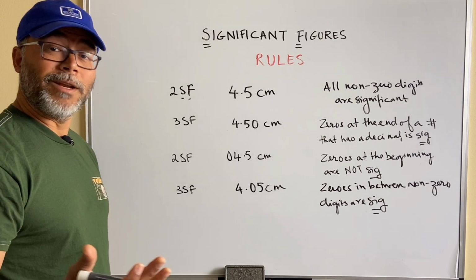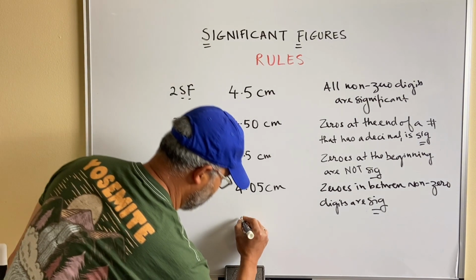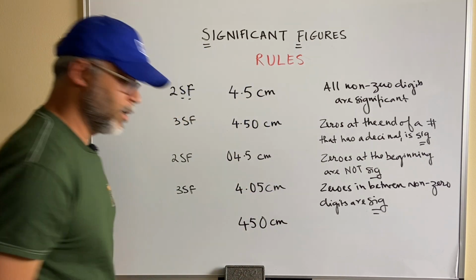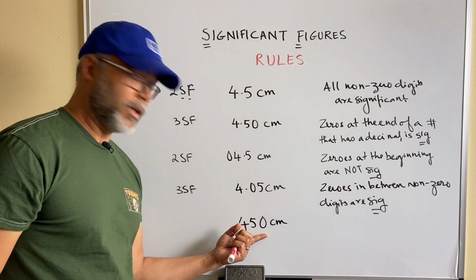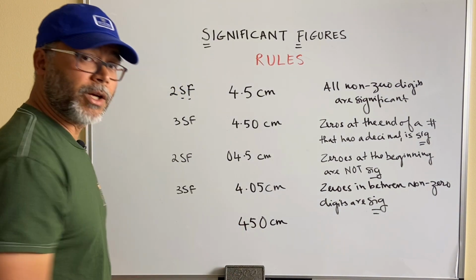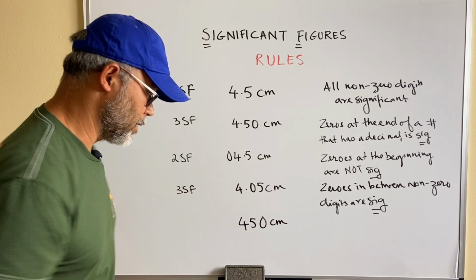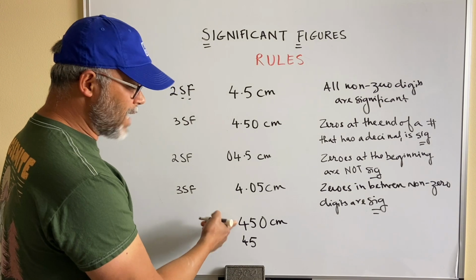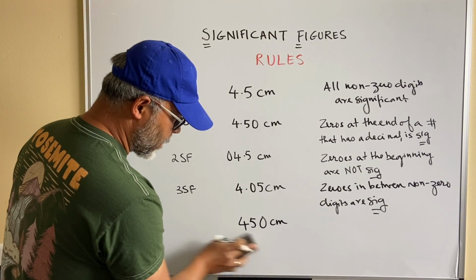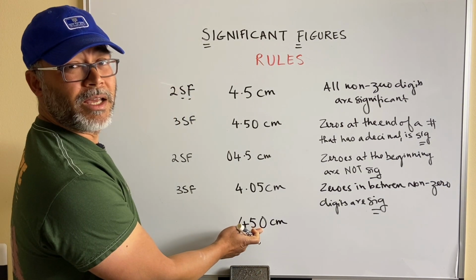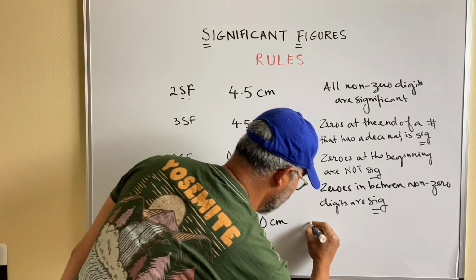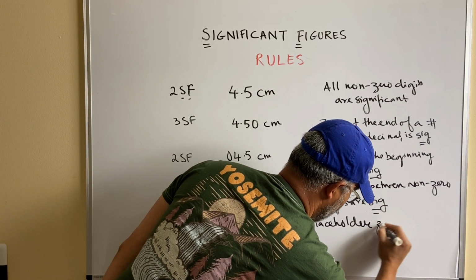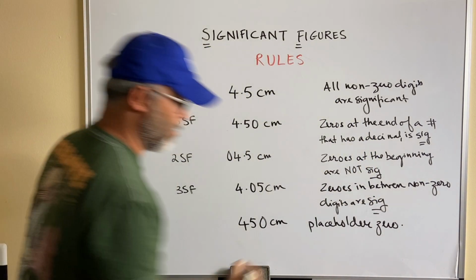Now what if we had a number that did not have a decimal place and had a 0? Let's say we have 450 centimeters. The 0 at the end of this number is called a placeholder 0 because it's just used to denote how big the number is. If we had written 45 without a 0, then that would be 10 times smaller than this number. So that's a placeholder 0. And placeholder zeros are never significant.